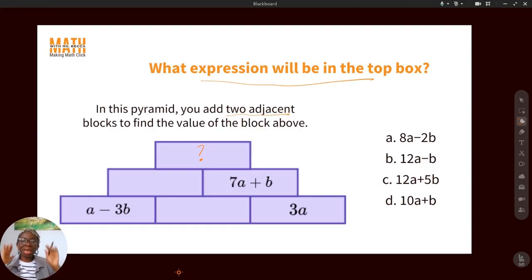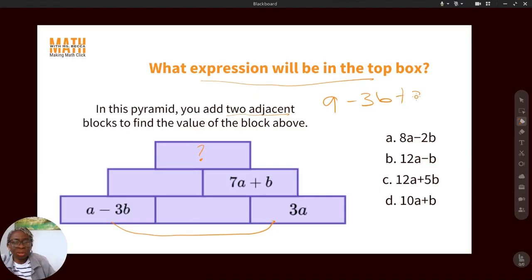Now this is where many people make mistakes. They add this and this to get the value in the middle box. Let's try that. If you add a minus 3b plus 3a, this gives 4a minus 3b, so you'll be getting 4a minus 3b here, and this is the foundation.